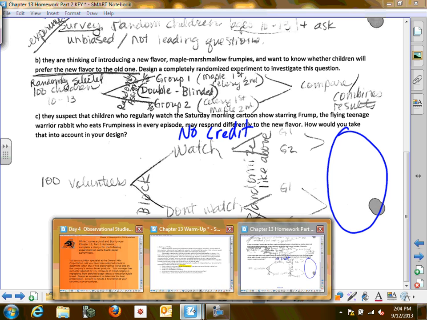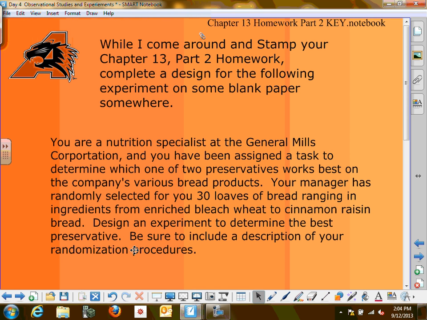While I am coming around stamping you for your 13 homework part 2, I want you to do this experimental design. We're going to read it and talk about it.